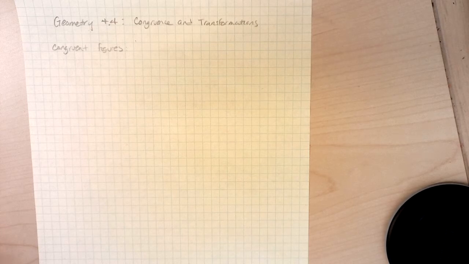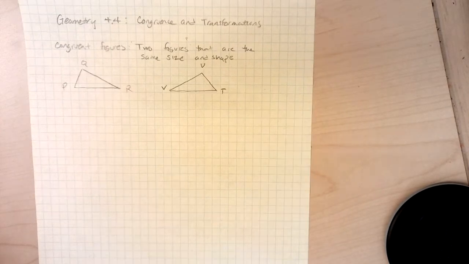Okay, this is Geometry 4.4, Congruence and Transformations. One of the terms that you need to know is congruent figures. Congruent figures have to meet two requirements. They're the same size and the same shape. So you can have two figures that are congruent, such as two triangles.